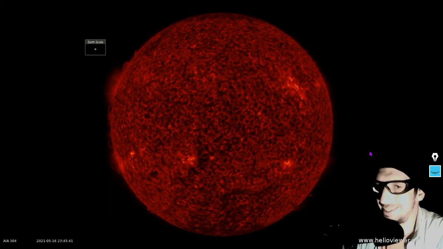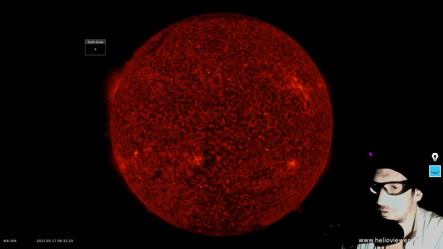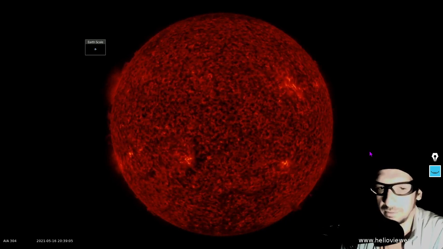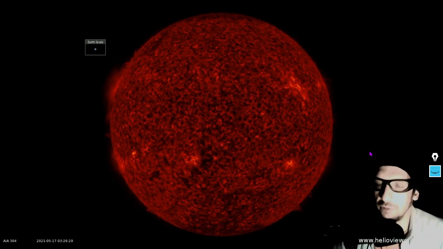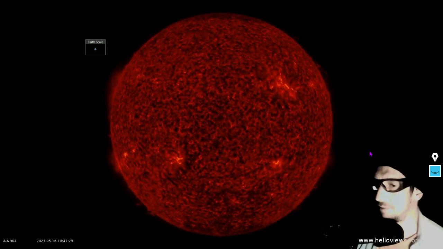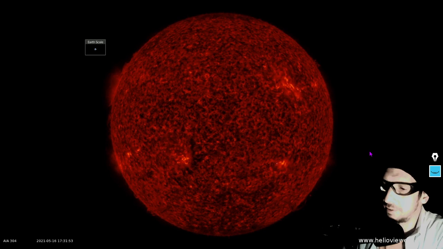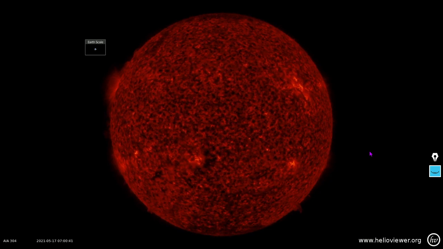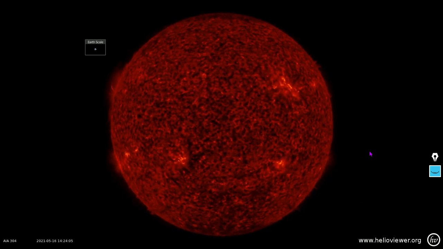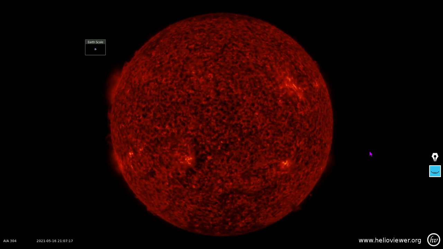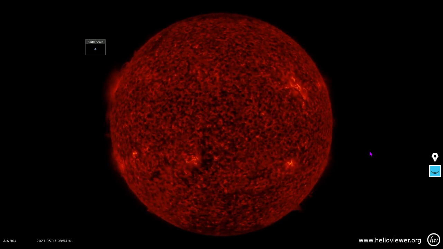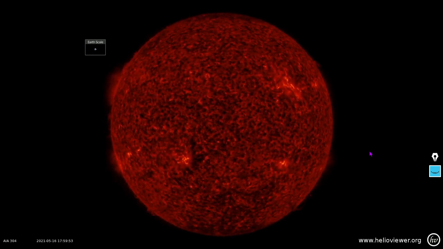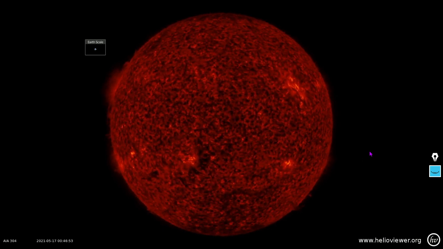And what we're looking at here is 304 angstroms, part of the UV spectrum, ultraviolet light, coming from ionized helium on the surface of the closest star. Just a quick little tidbit of information about this. Why is it that the sun looks so differently in helium emission spectra than it does in other types of emission spectra? So this is 304 angstroms, a very specific band of ultraviolet light associated with ionized helium.